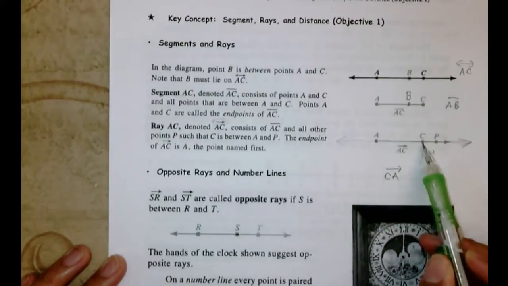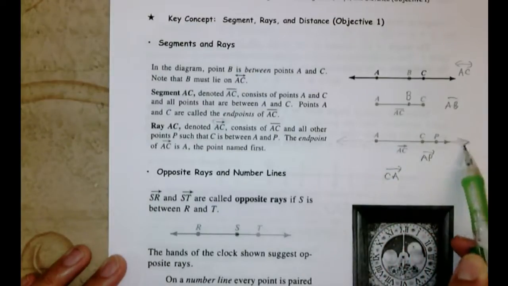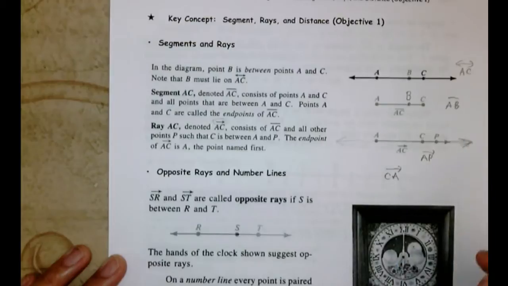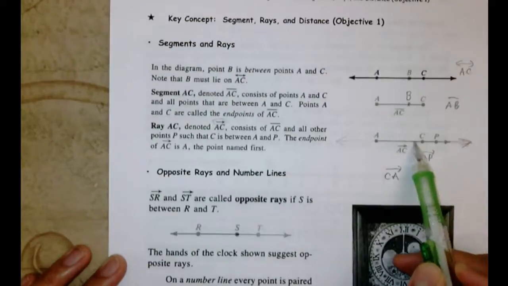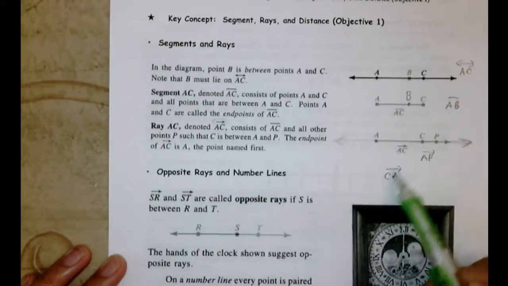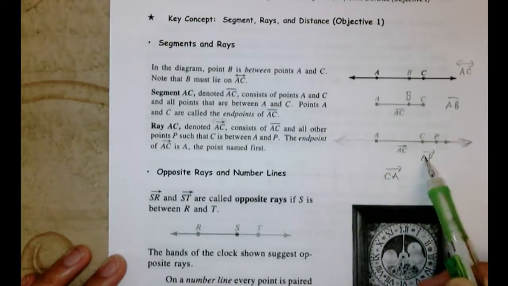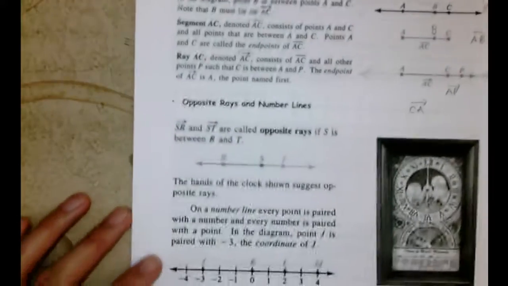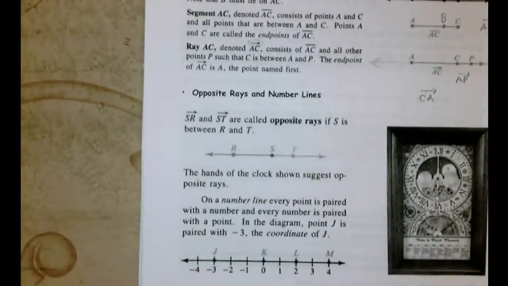A through C and then forever going this way is not the same ray as starting at C through A and going this way. Okay, so these are not the same, but these are the same. Okay, all right, opposite rays and number lines.